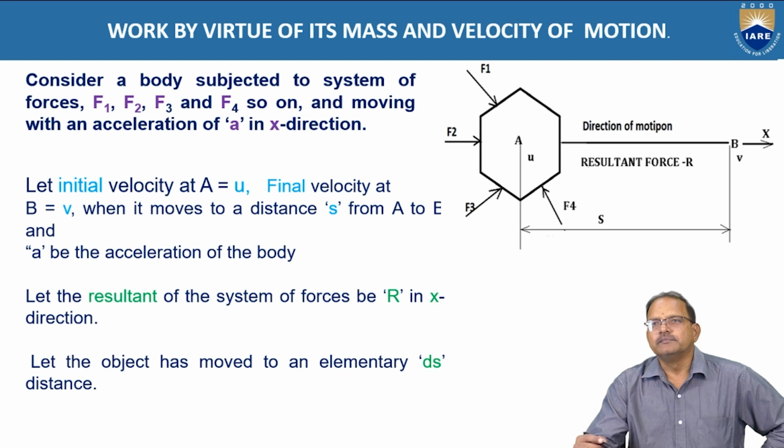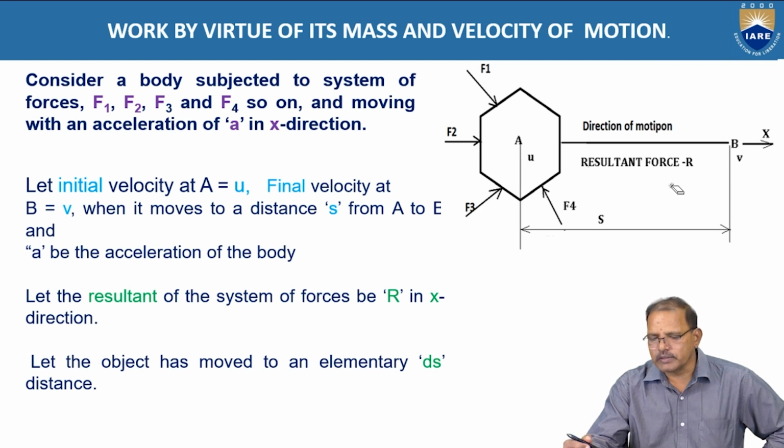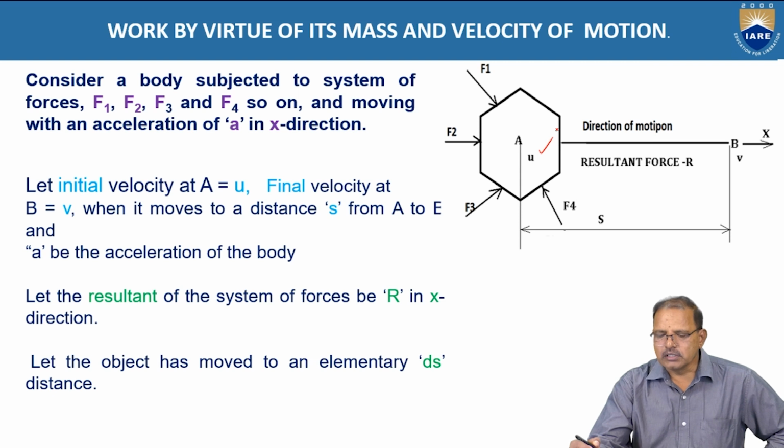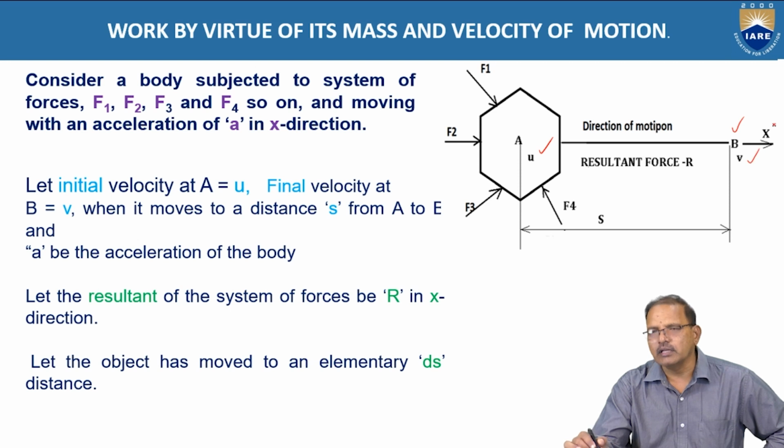Okay, here now we are taking one object. A system of forces F1, F2, F3 and F4 are acting on a body. Because of all the forces, the body is moving in the direction of x as shown in the figure. Let S represent the distance traveled by the body in t seconds. Let the initial velocity at a point A be u. After time t, when it reaches the point B, the final velocity is v. The distance traveled is equal to s now.